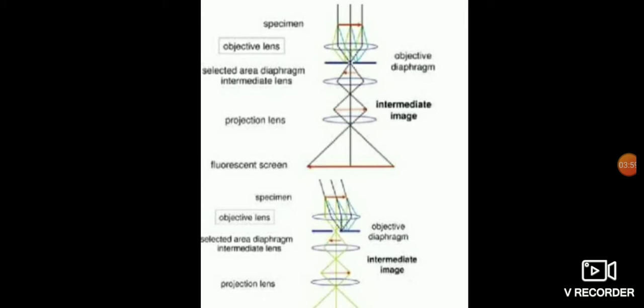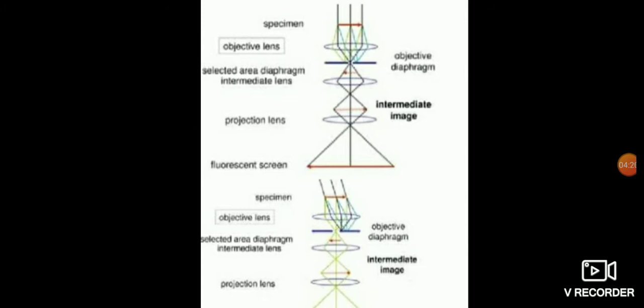Now, the next imaging mode is dark field. This is also formed by magnifying a single beam, but this time one of the diffracted beams is chosen by a suitable aperture that blocks the central beam and the other diffracted beams. This method is quite useful to study the orientation of the particles in a particular direction.